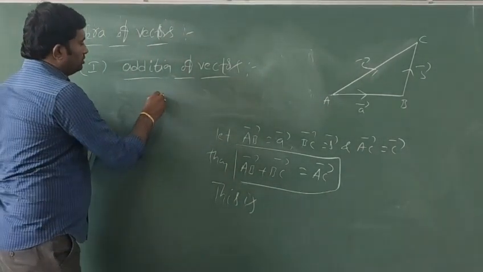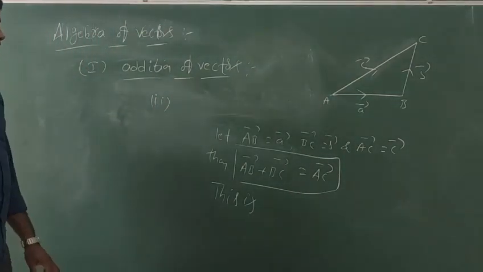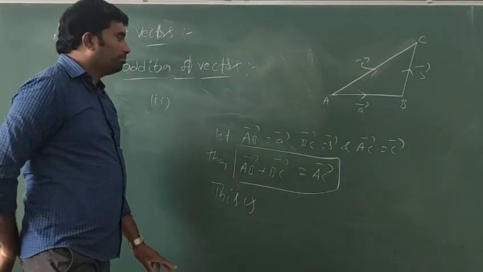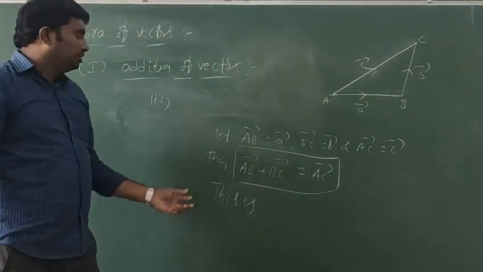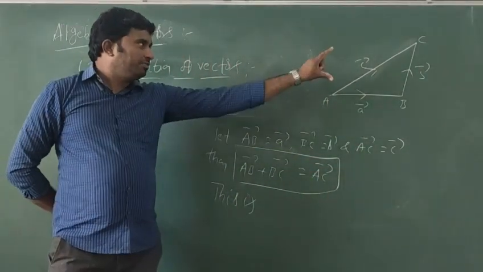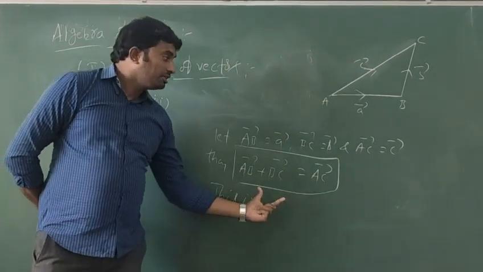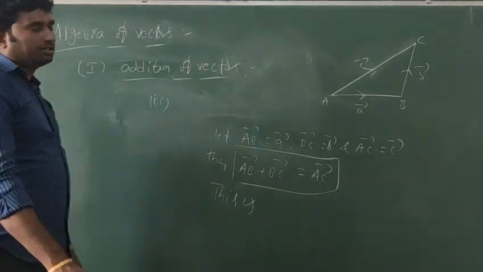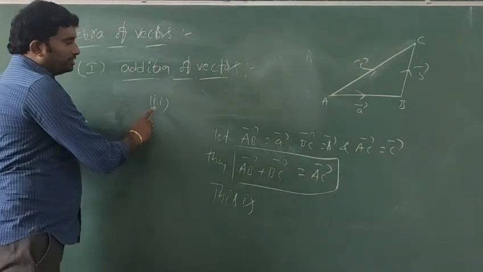Next, second one. AB bar is equal to A bar, BC bar is equal to B bar, and AC bar is equal to C bar. Then AB bar plus BC bar is equal to AC bar. This is known as the triangle law of addition of the vectors. That's it. Just the definition.